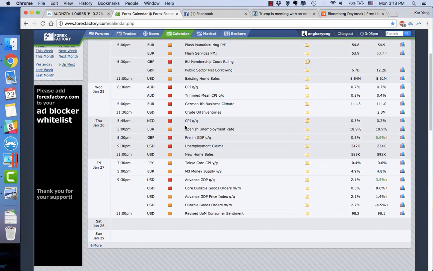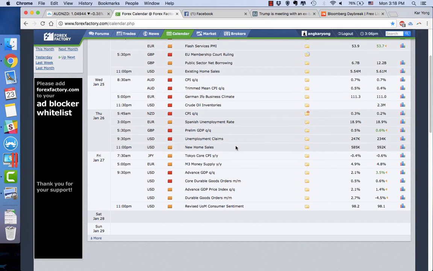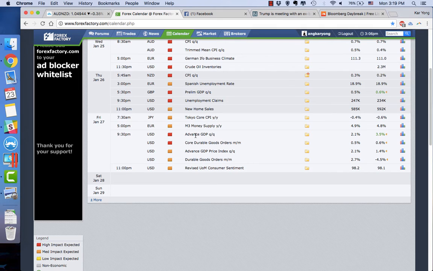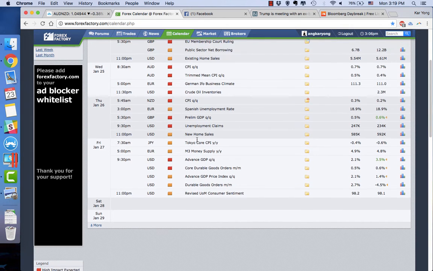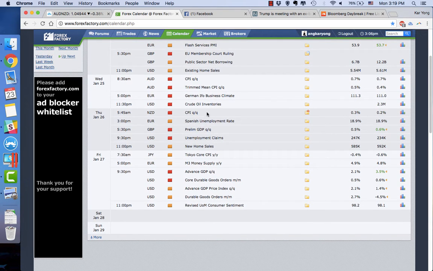Thursday is Kiwi CPI, expected to come in slightly better. If it's a miss, below 0.2, you will see the Kiwi sell off. Later on Thursday, you have preliminary GDP for the UK, and in the US session, unemployment claims and such. We don't expect much movement from this. On Friday we have US GDP, advanced GDP as well as core durable goods. For this week, I feel that the economic news from the US might not be the driver for the dollar, but instead the focus will be on what Trump is going to do in his first week as president. These are a few key events.